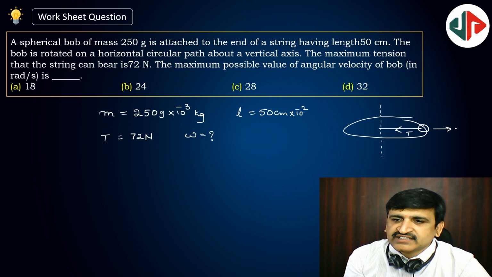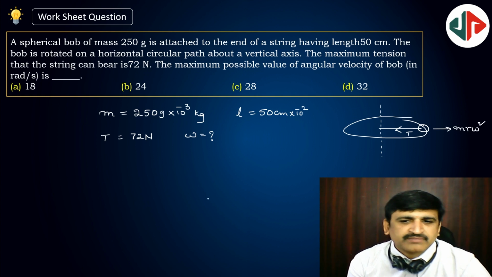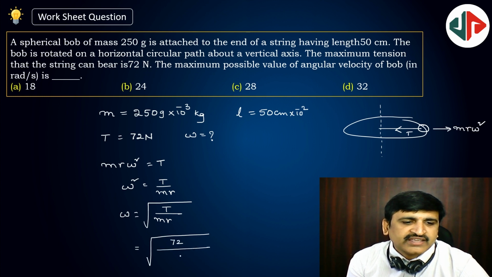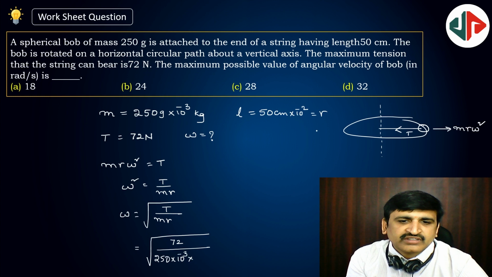Centrifugal force acts like this, whose expression is m r omega square. So that balances tension. Maximum tension causes maximum angular velocity. So m r omega square is equal to T. Then omega square is equal to T by m r, and omega is equal to square root of T by m r. That is equal to square root of T, tension, 72, by m, 250 into 10 to the power of minus 3, into r. R is nothing but length of the string, so 50 into 10 to the power of minus 2.